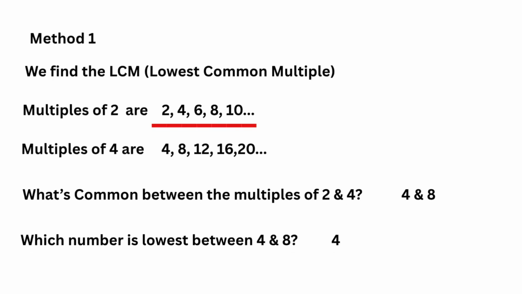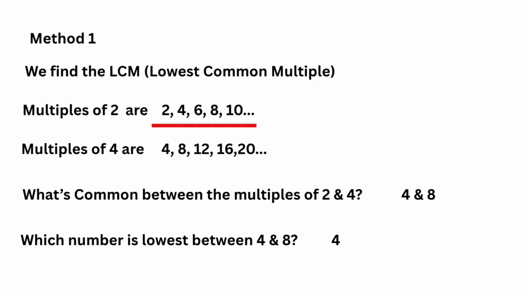Okay, there are two methods to this. The first method is that we look for the LCM. And what's LCM? The lowest common multiple between 2 and 4, because 2 and 4 are the denominators in this equation. So we're going to look for the lowest common multiple. And what's the lowest common multiple?